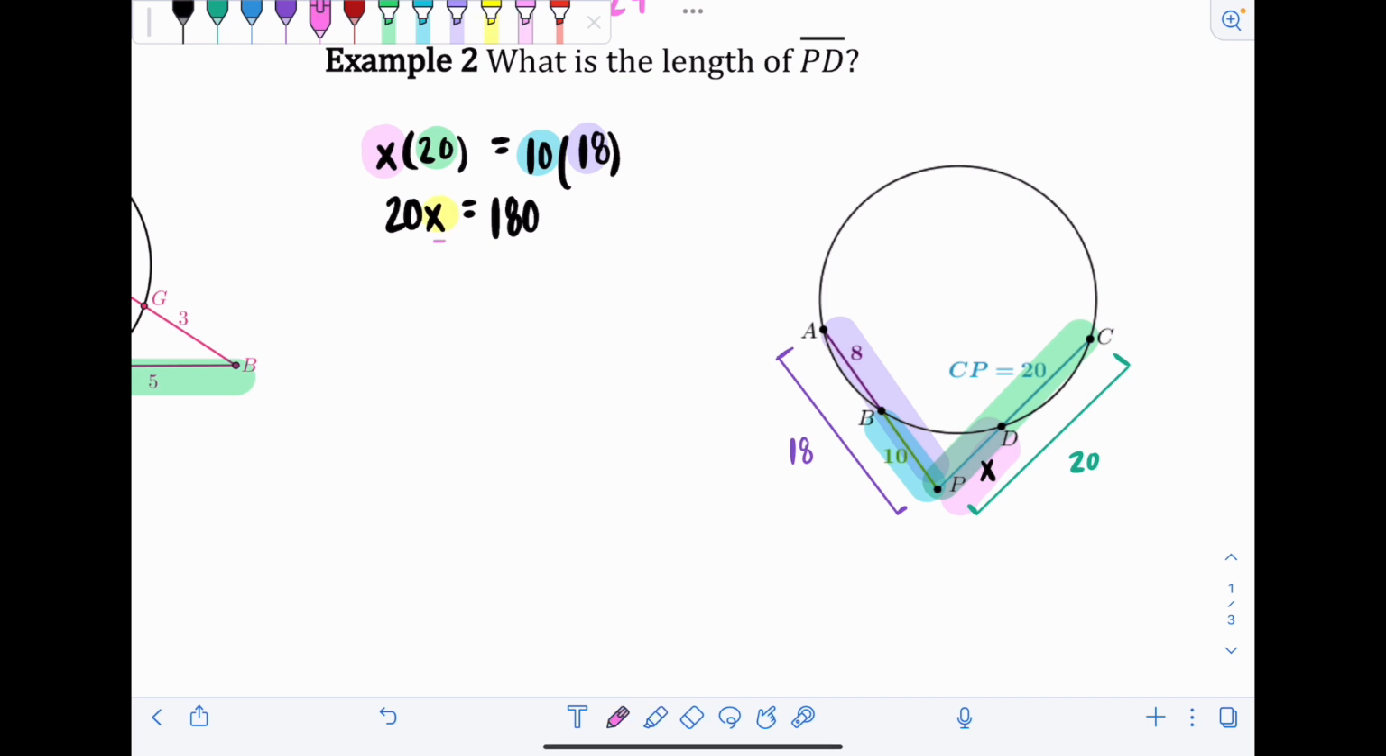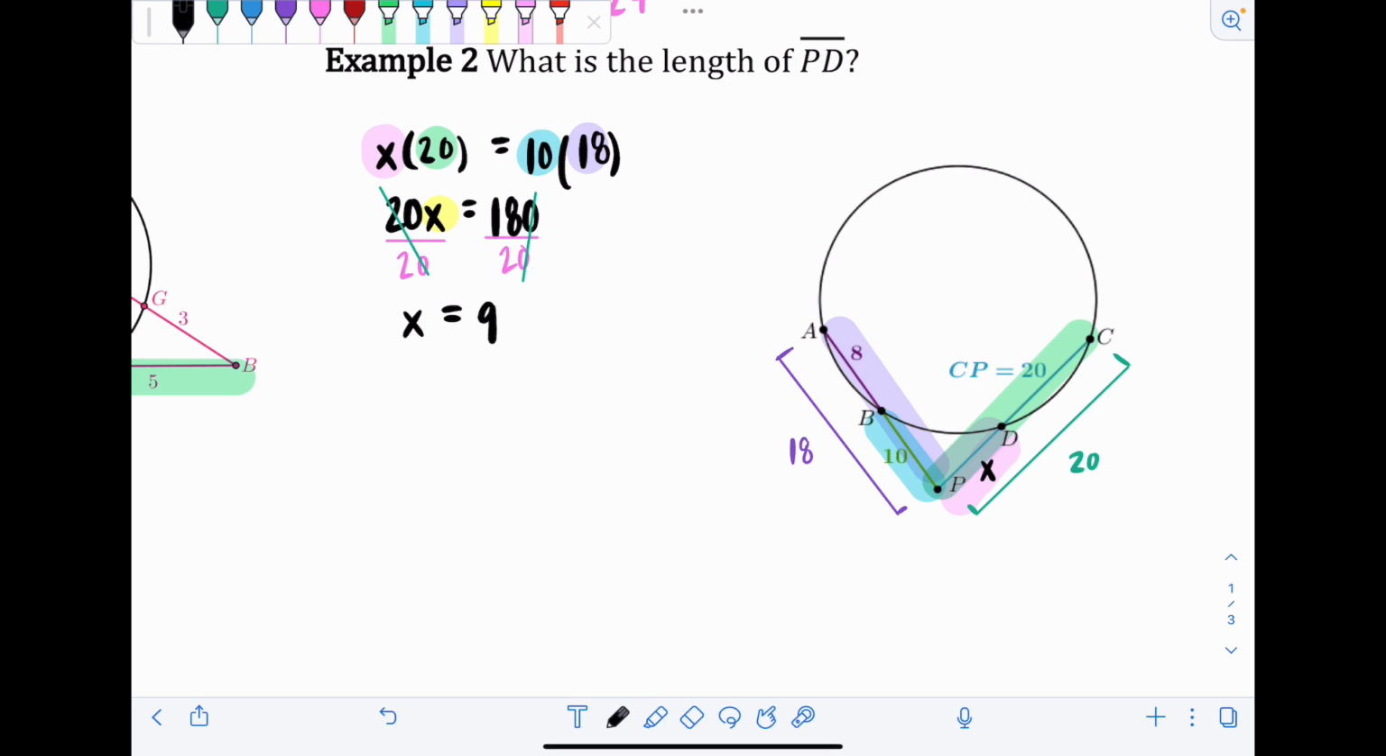So I need to cancel out that 20 that's being multiplied. So I'll divide both sides by 20. And then 20 divided by 20 cancels out, and it would leave me with just X. And then 180 divided by 20. Kind of a trick whenever you're dividing by something that has zeros: the 0 will cancel out the 0 on the denominator. So now I can really just do 18 divided by 2. So I end up with X equals 9.